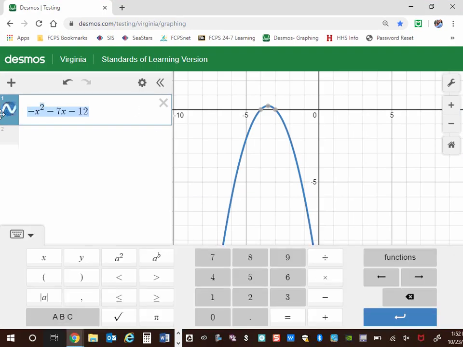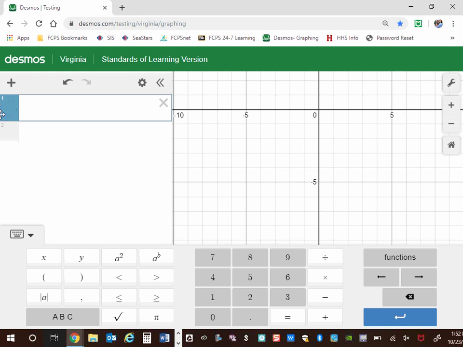Is anyone confused on how to type this stuff into Desmos? You guys are all good with that part? All right, 7x squared minus 9x minus 2. All right, look, Curtis, what do you get for your x-intercept?